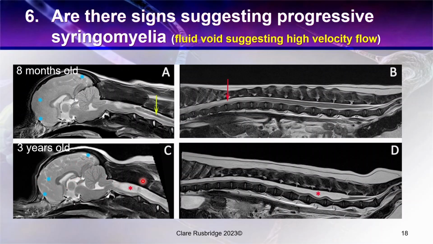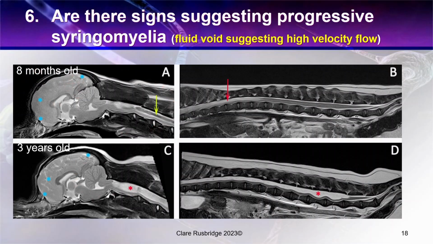the end state has been achieved, and actually the whole system is at lower pressure. And we can see that the gyra have reappeared, and that the high velocity fluid is much reduced. We can see one fluid void here. However, she did progress to have a really, really extensive syrinx. This is one of the most extensive syrinxes that I've seen. And she did have some weakness associated with that, but actually less pain than when she was 8 months old.